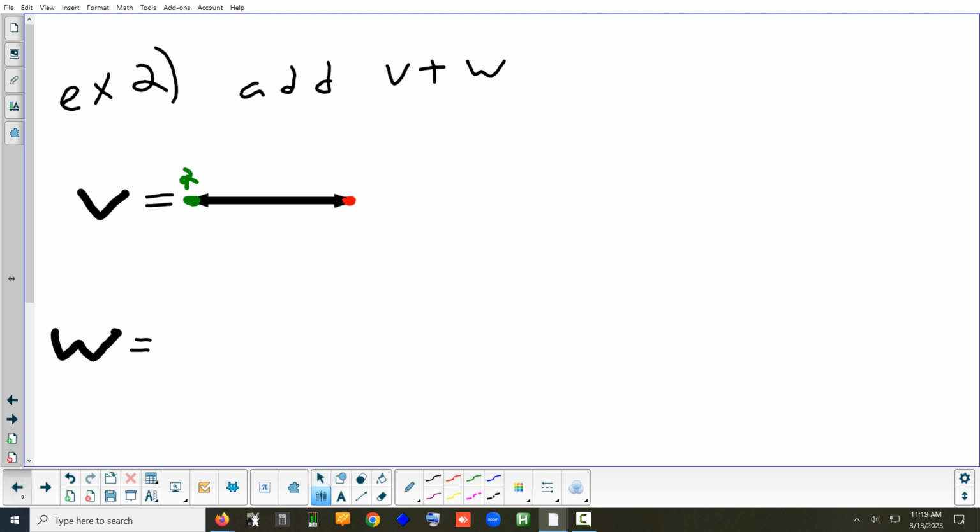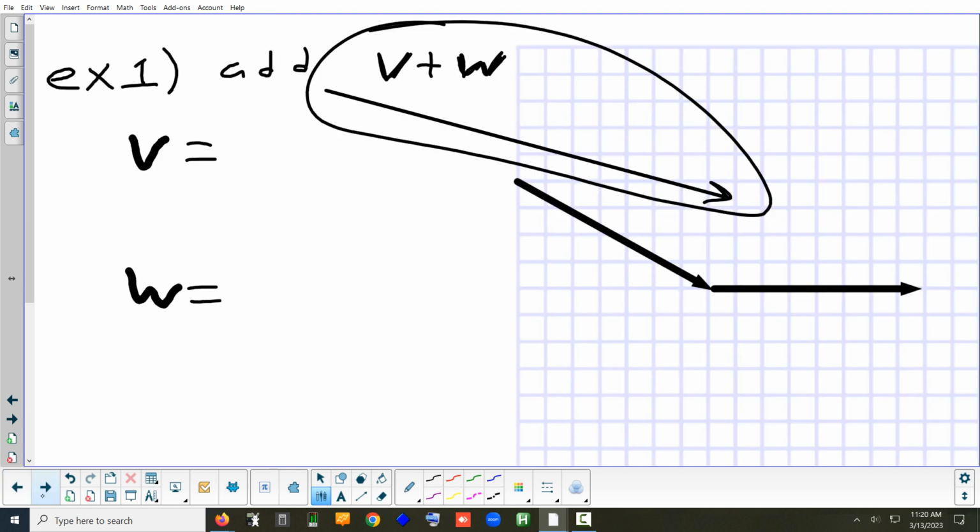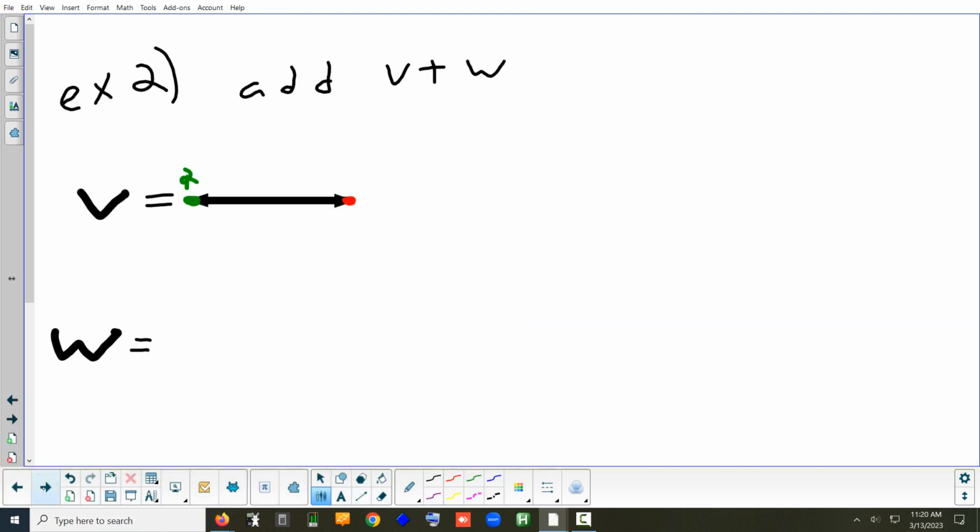But the answer is still a vector, because when you add two vectors, you always get a vector. That's the rule. So what do you think we're going to call this? Like vector 0. Yes, the zero vector. So what we would do is write this. You can either write the zero vector, or you could write this. Either one of those.